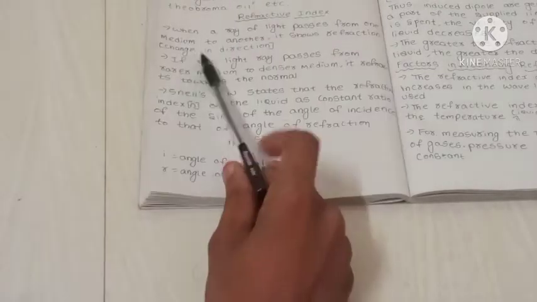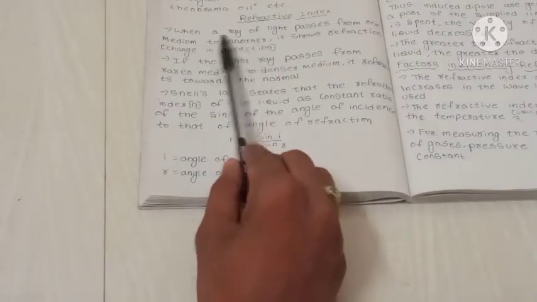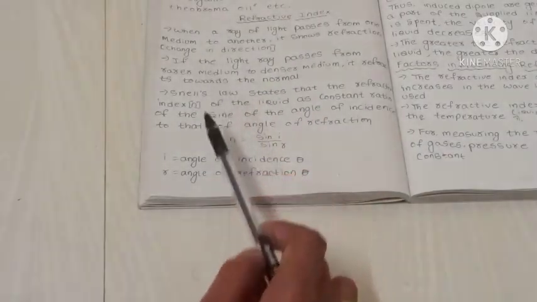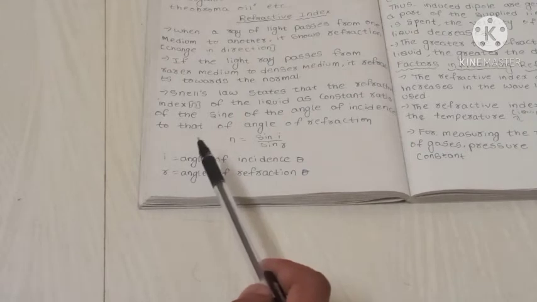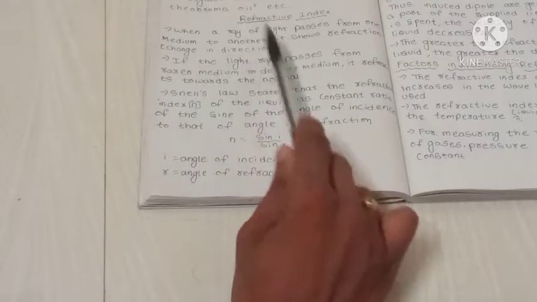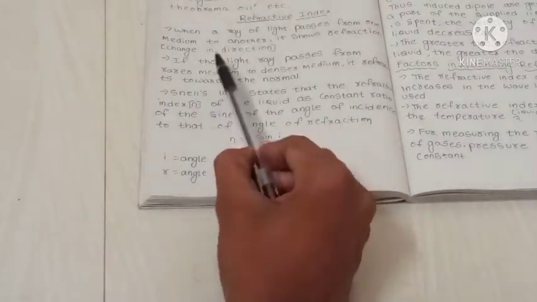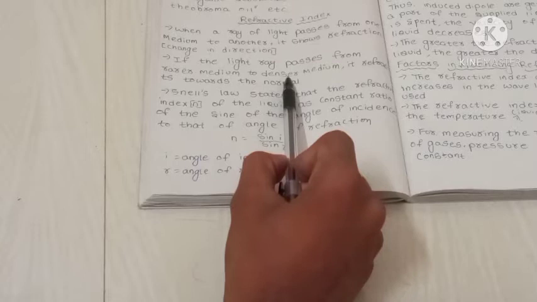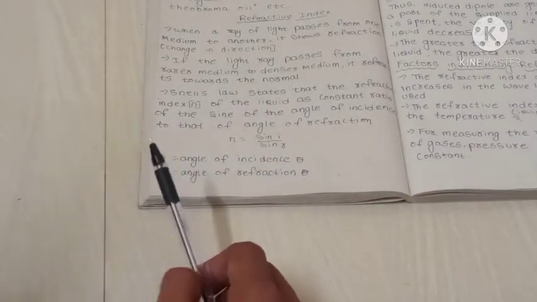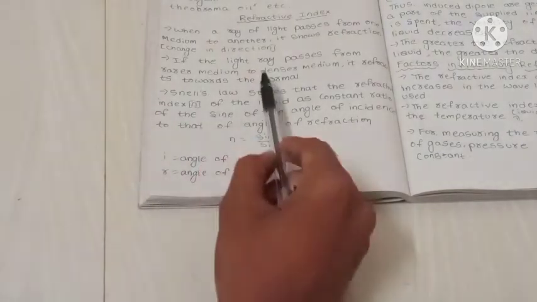Now refractive index, as we know from earlier, when a ray of light passes from one medium to another, it shows refraction, which means a change in direction. That means if a light ray passes from rarer medium to denser medium, it moves towards the normal.